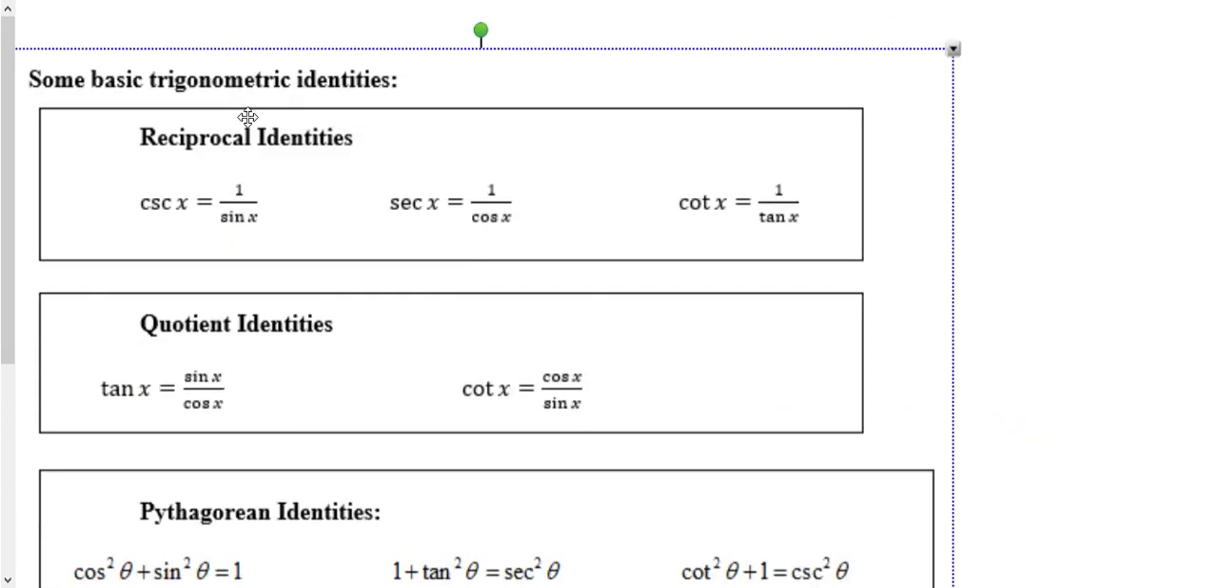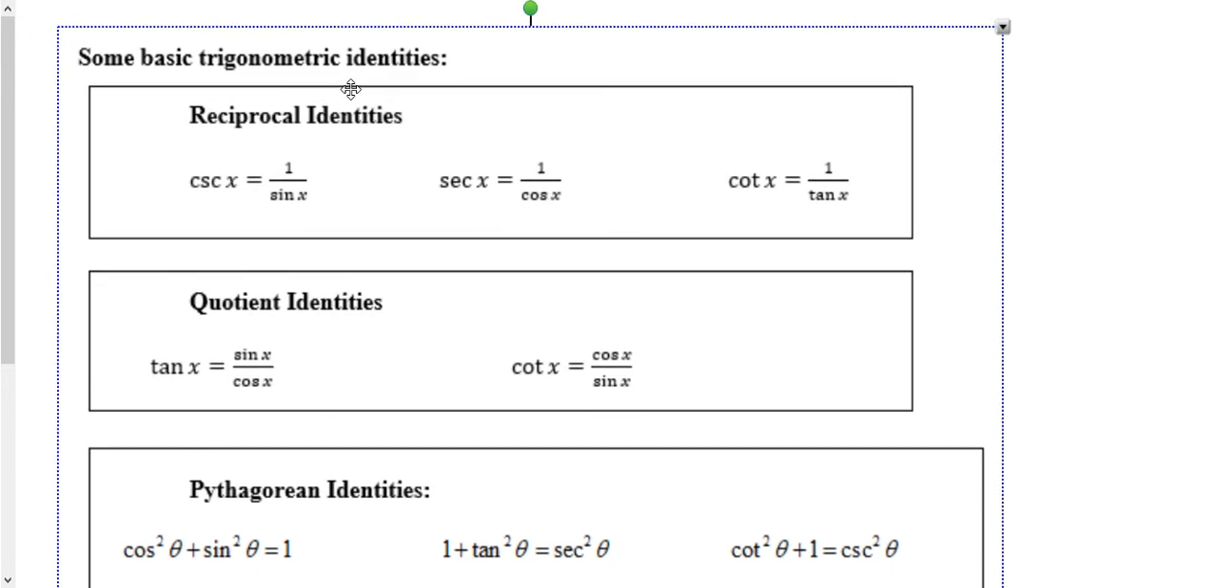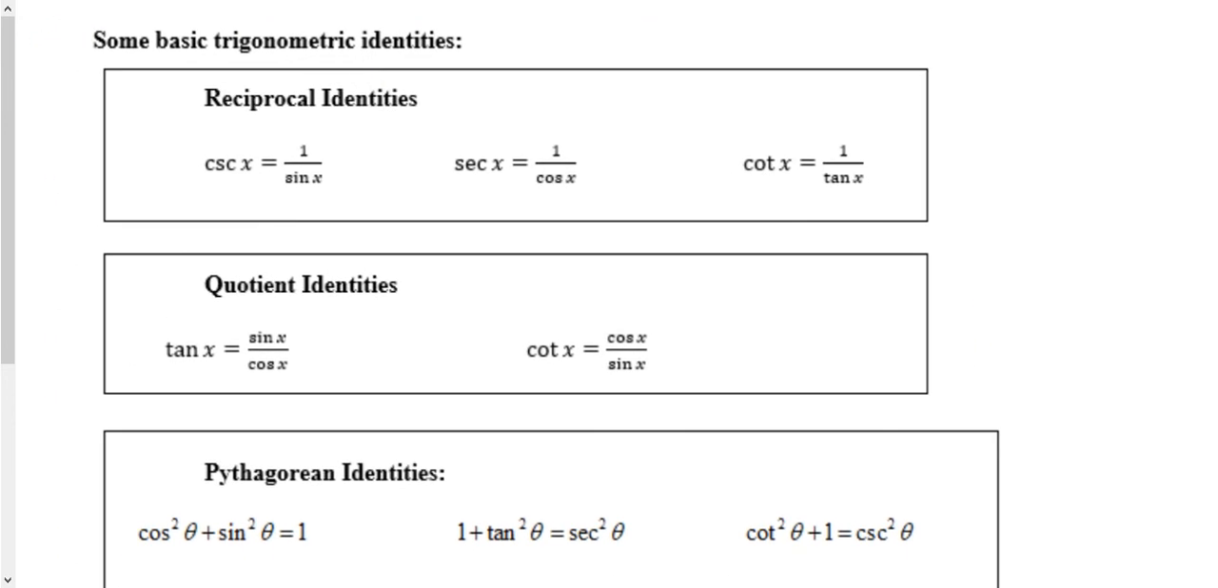Here are some of your basic trig identities. This is all right off of your formula sheet, so you don't have to memorize these. You do need to know where to find them on your formula sheet though. So we have a few reciprocal identities here, and of course we know these already. We've been working with these. So cosecant is 1 over sine, secant is 1 over cos, and cotangent is 1 over tan.